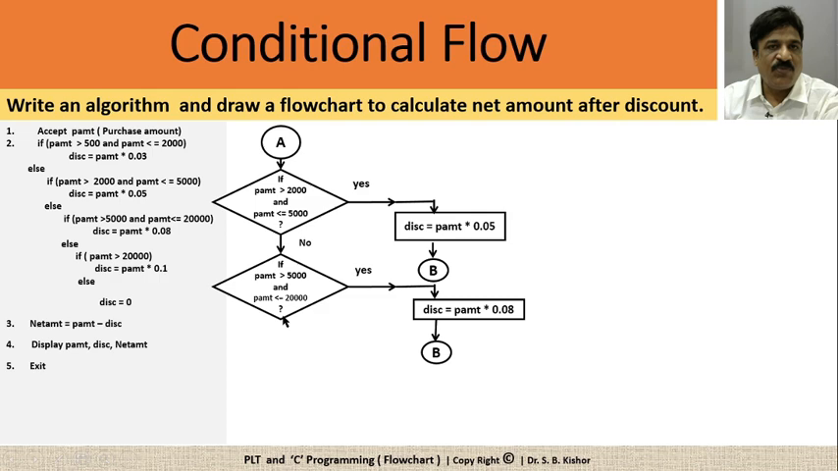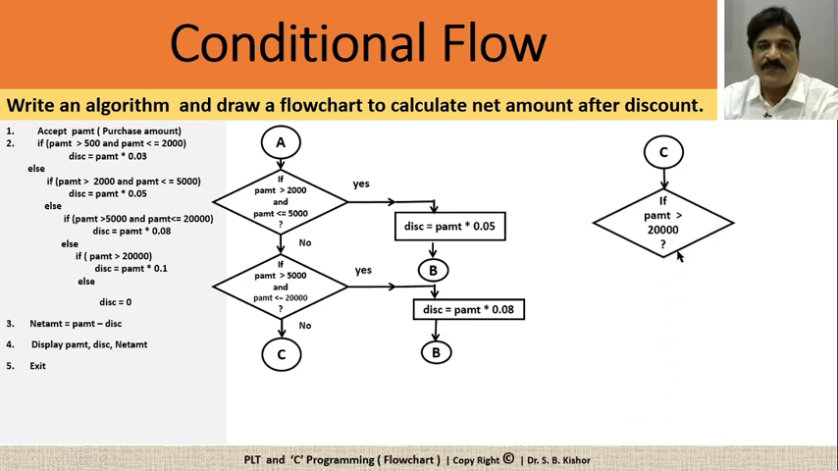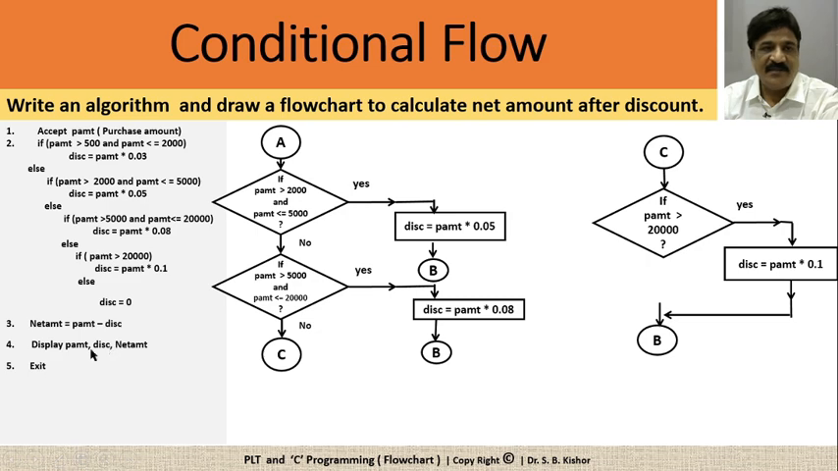If this condition is false, again we are going to use a connector here, because we don't have enough space over here. So the C part. In the C part, we need to check whether the purchase amount is greater than 20,000. If it is so, the discount is 10%, and then again find out the net amount and stop the algorithm. If this condition is false, the value of discount will be 0, and then again find out the net amount and display the result.